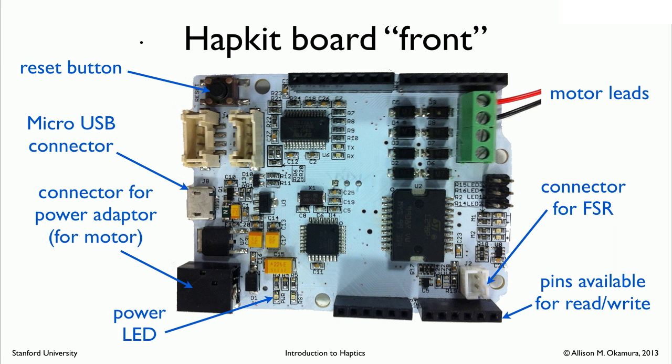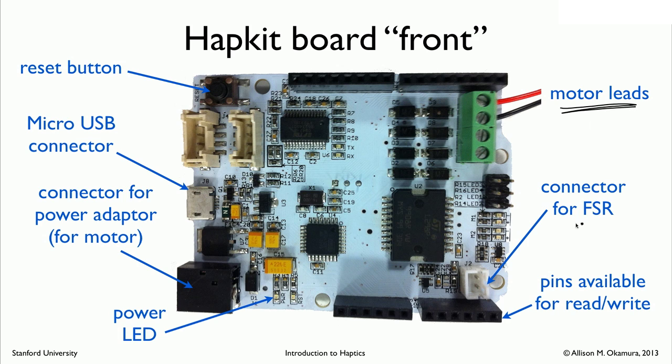So this is the anatomy of the HapKit board when you look at it from what's considered the front, the side with all of the electronic components. Let's walk through these different components. On one side, we have the motor leads, positive and negative, going to the motor. The HapKit board will generate a current which will drive the motor to turn. We'll examine how that motor works in another lecture.